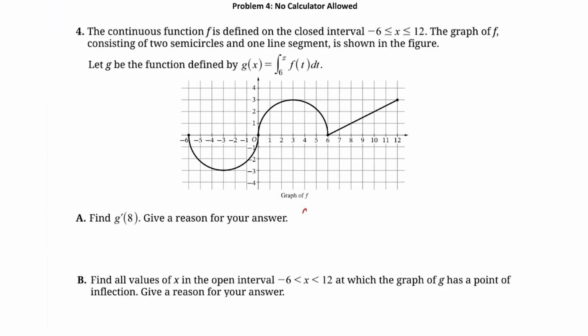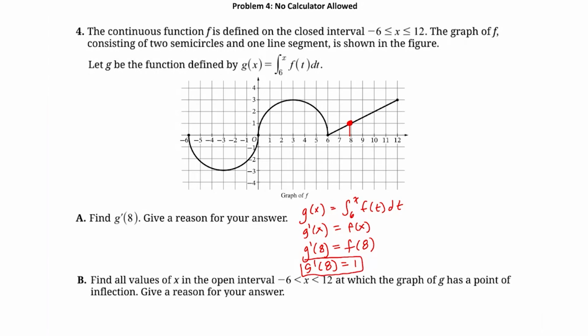Okay, so if g of x is the integral from 6 to x of f of t dt, then g prime is going to be the derivative of that. And the fundamental theorem of calculus gives us how to compute the derivative of that integral, and it's just going to be f of x. So if we want g prime 8, that's going to be f of 8. And we can find f of 8 by just looking at the graph and identifying the y value associated with the point on the graph. So f of 8 is 1.